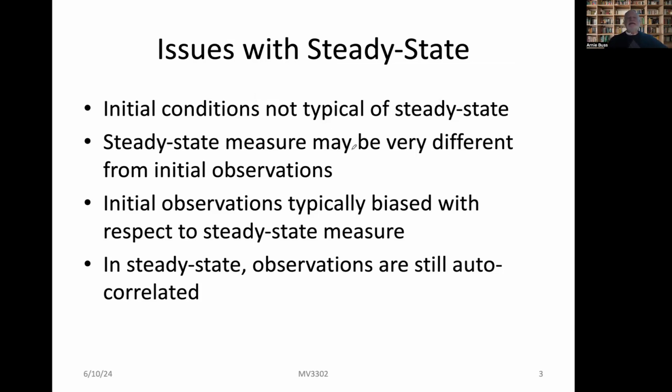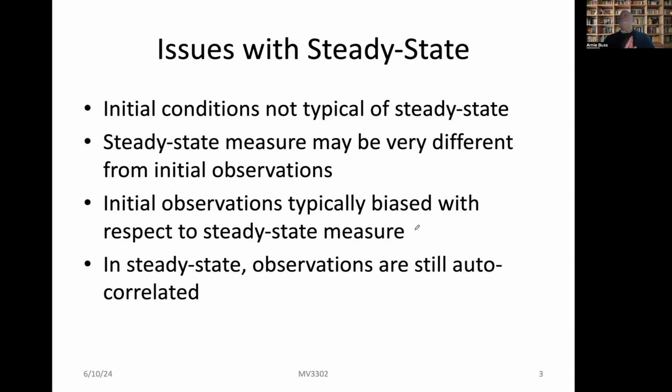Okay, so our steady state measure may be very different from our initial observations. In other words, the system as it behaves in the initial parts is typically going to be very different than the way it behaves if you run it for a long time. And in fact, the initial observations are typically biased with respect to steady state measures, and I'll show you a graphic on that. But in steady state, we still have some of the same problems that we talked about for the simulation data.